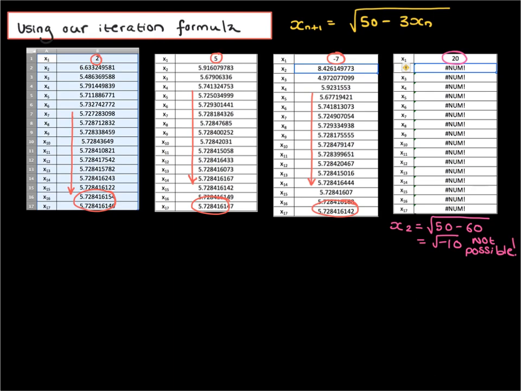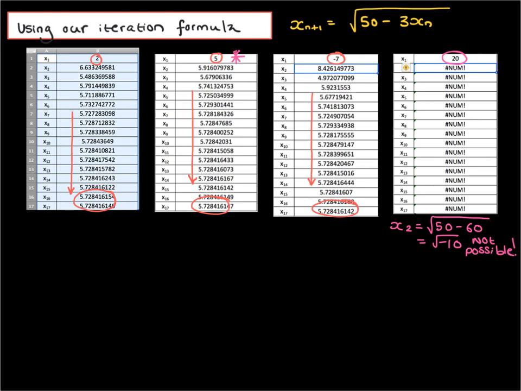If you can choose a starting value that's closer to the root, then that will usually allow you to get to your root much more quickly, and you can see that with the second example where we start with x_1 is equal to 5. But even starting with -7 or 2 gets us to 5.728 very, very quickly.